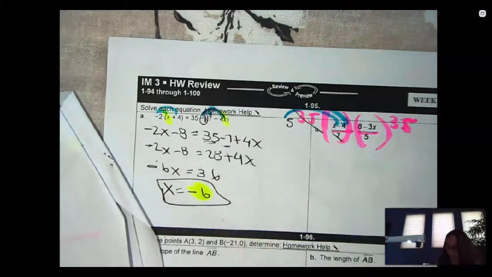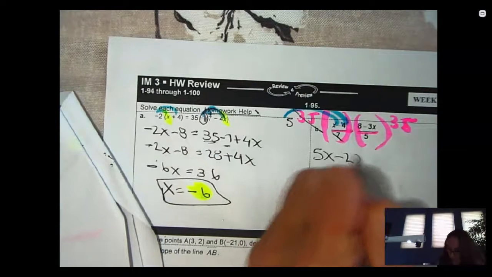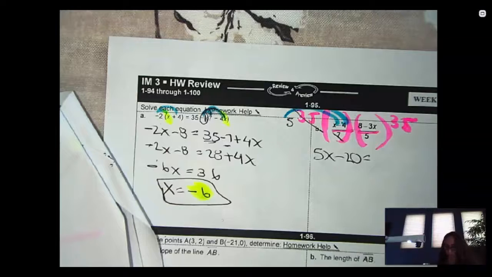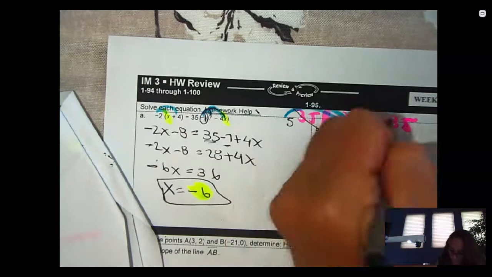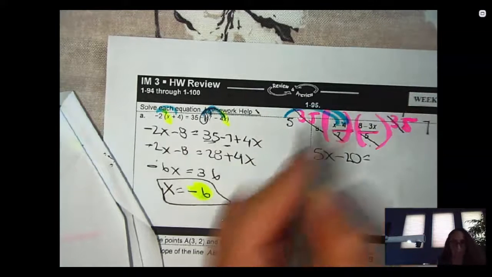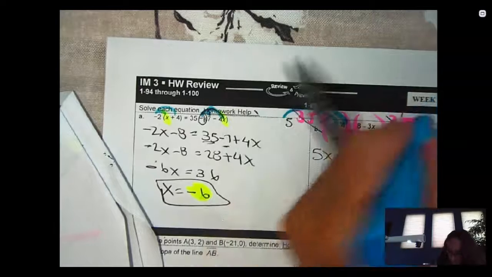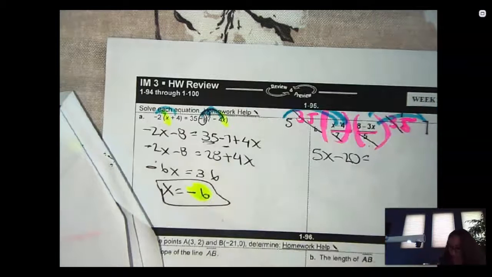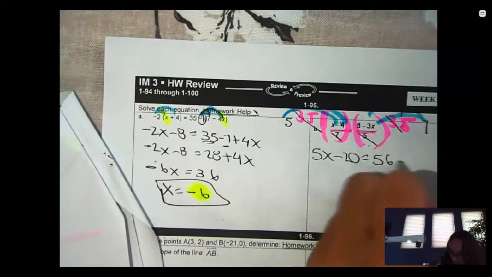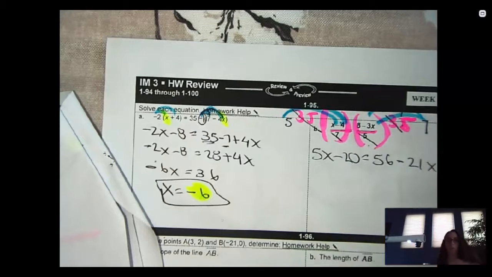Distribute. 35 goes into 5 7 times. Put the 7 here. Distribute. And now my life is easier.